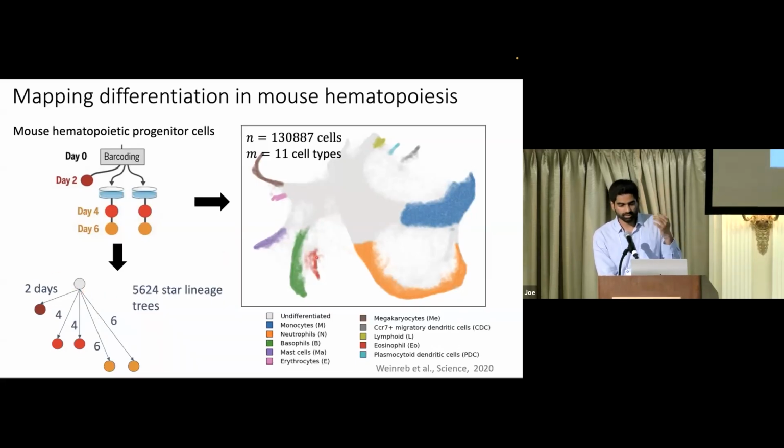Okay, the total number of cells we are talking about here is 130,000 across 11 different cell types. And here I'm showing you what's called a spring plot. It's similar to a UMAP you saw in the previous talk. And these are the different terminal cell types, and the gray part over here are undifferentiated cells. So they do not belong to any of these terminal cell types.